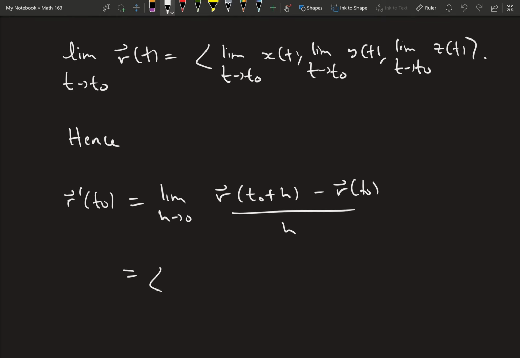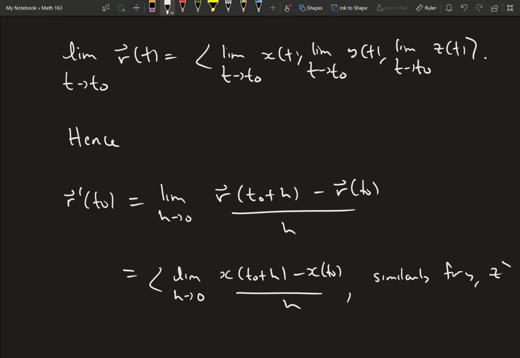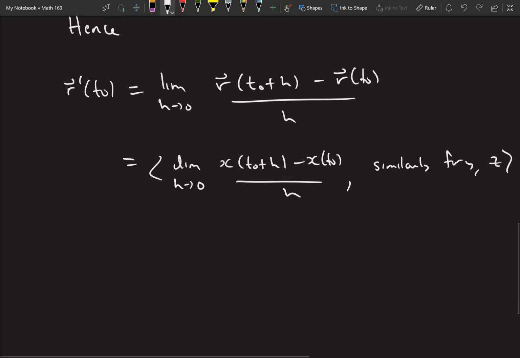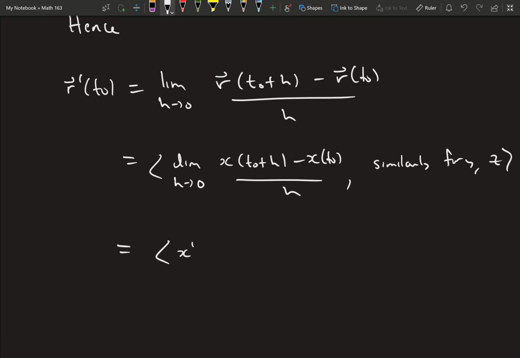You would have the limit as h goes to 0 of x of t naught plus h minus x of t naught divided by h. Similarly for y and z. And so what happens is you just get x prime of t naught, y prime of t naught, z prime of t naught.